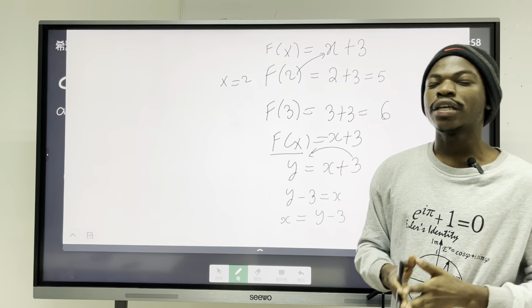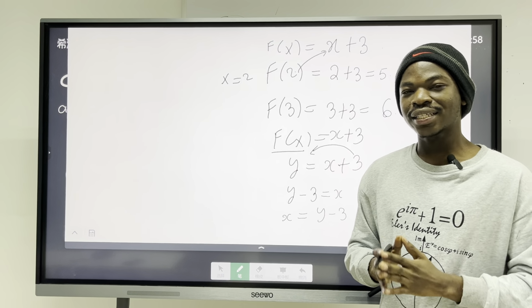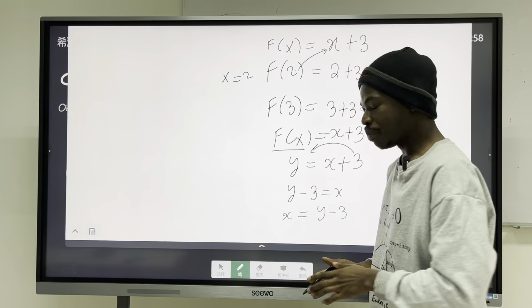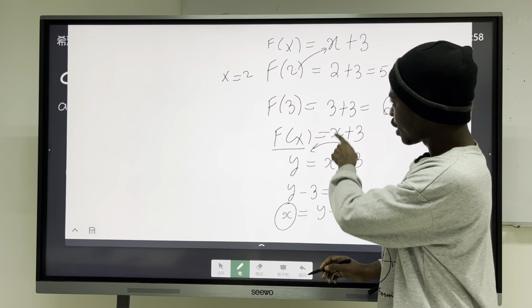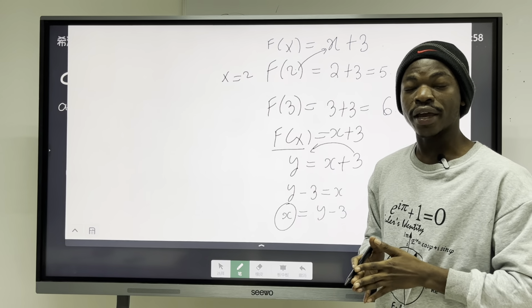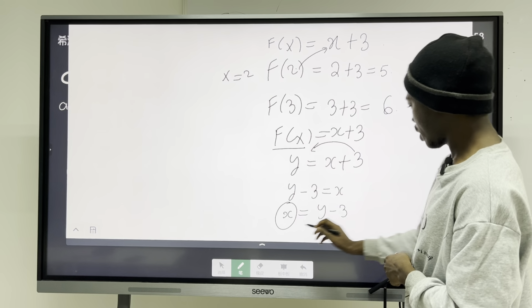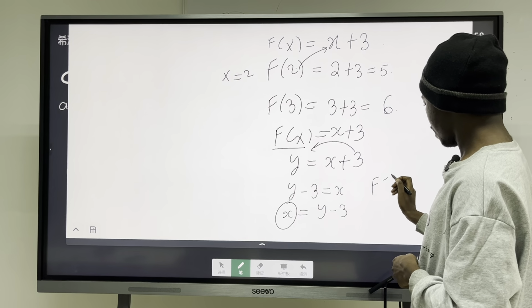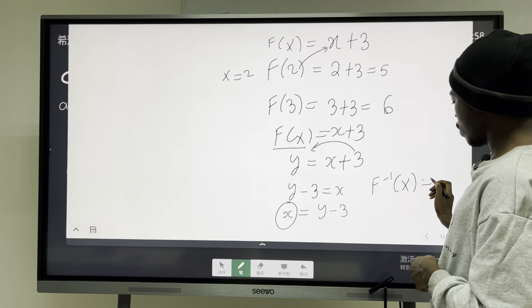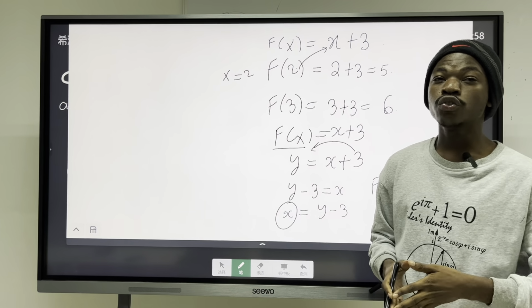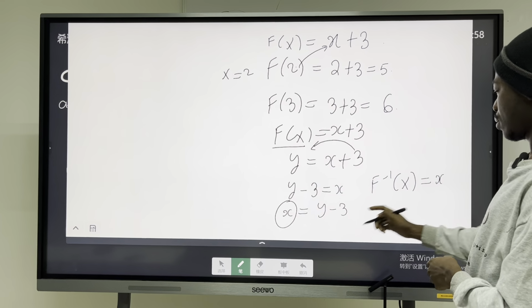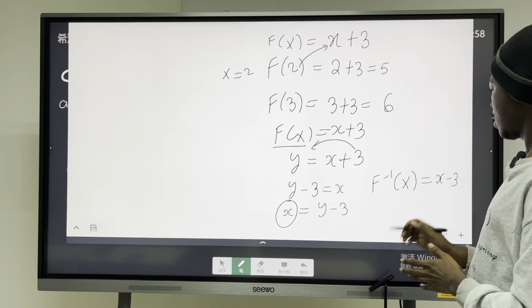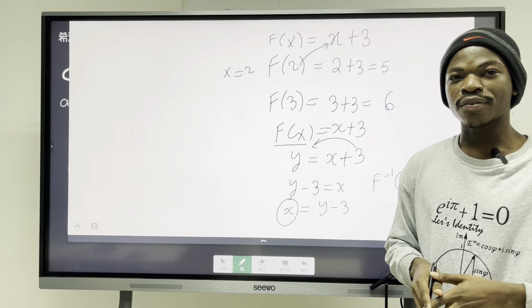Once you reach that stage, you are almost done, because the last thing is simply to replace with what we're finding. We're finding the inverse function f. So we're going to say f inverse of x equals, where there's y, you put x back there. So I'm going to say x minus 3. So that's basically how you find the inverse of a function.